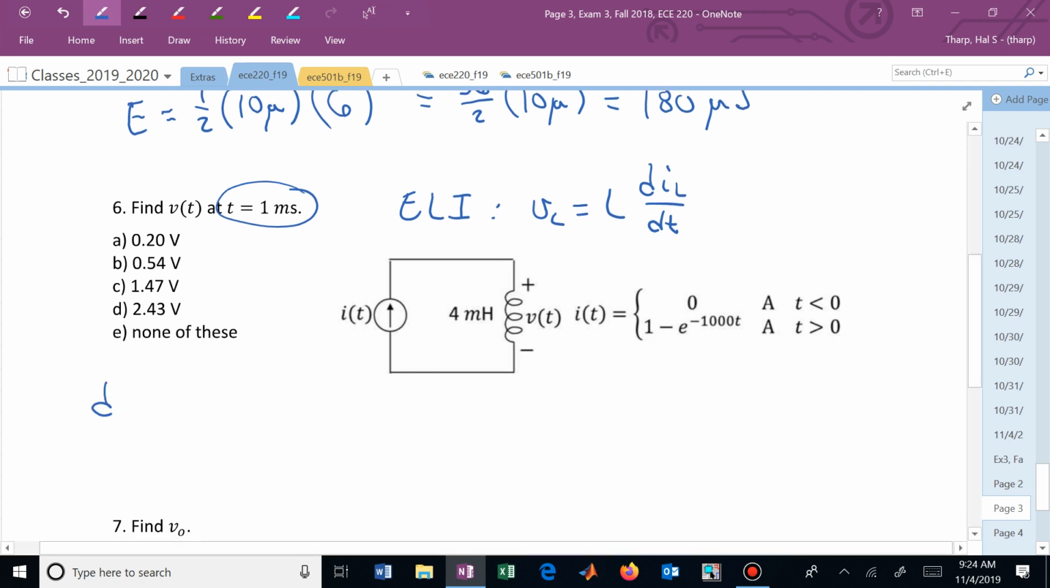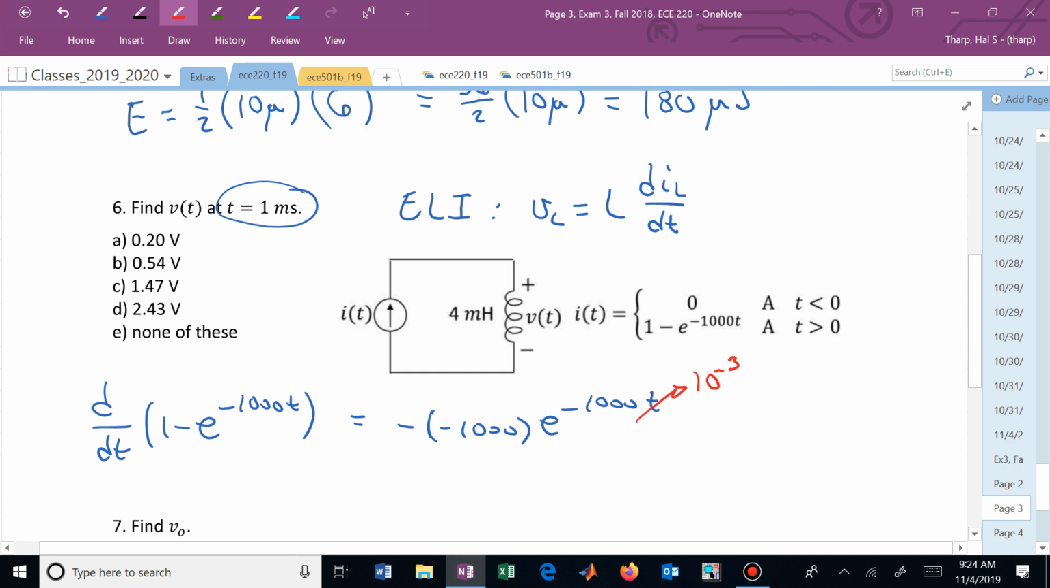We differentiate I, and the 1 is a constant. That's not going to impact the answer. We have minus a minus 1,000 e to the minus 1,000 t, and t is 1 millisecond, or 10 to the minus 3. So this ends up being 1,000 e to the minus 1. We now need to scale that by 4 milli, or V sub L at 0.001 is now L, which is 4m times 1,000 e to the minus 1, or that's 4e to the minus 1.